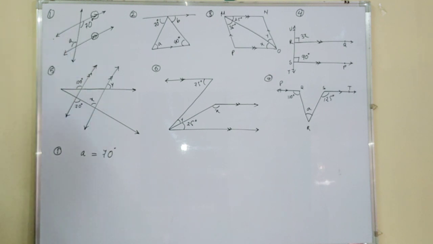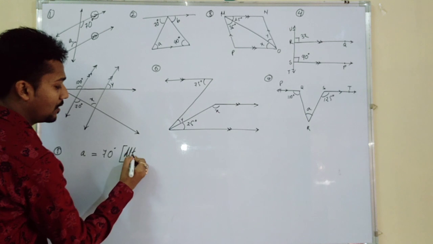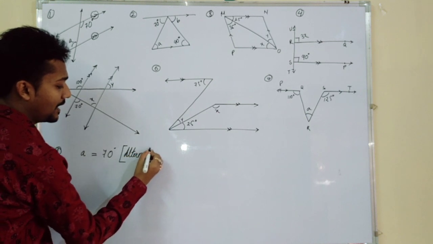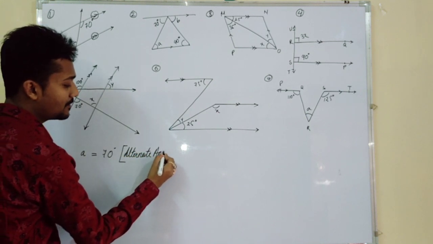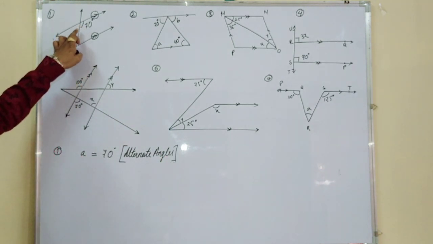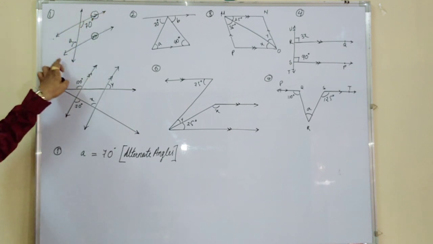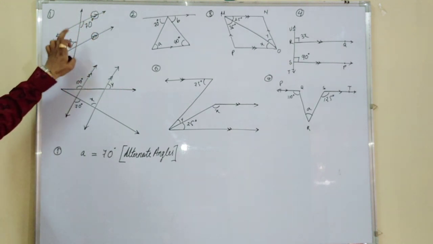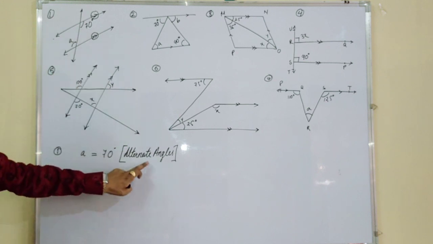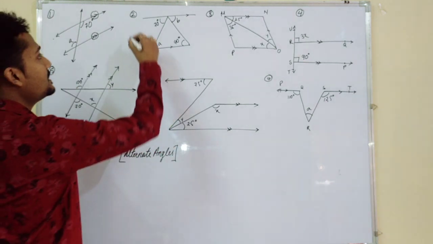What will be the reason? It will be alternate angles. Alternate angles are equal, yes or no? So the alternate angle, 70 degrees is present here, A is present here, and this is parallel to this. That means angle A will be equal to 70 degree. Reason? Alternate angles. Okay. The next, see this particular figure.